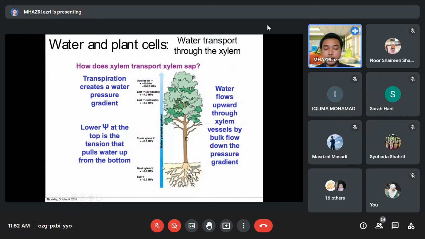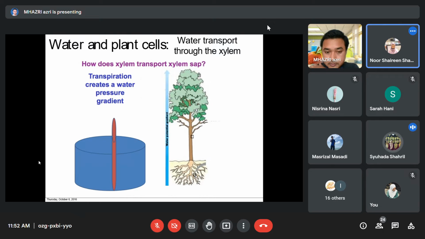Why? Because the water potentials, mana yang lebih tinggi, mana yang lebih rendah? Tak ingat, awak perlu faham water potentials. Water will move from high water potentials to lower water potentials. Dekat sini higher water potentials, so higher to lower, kan? Ingat tak? Ingat.